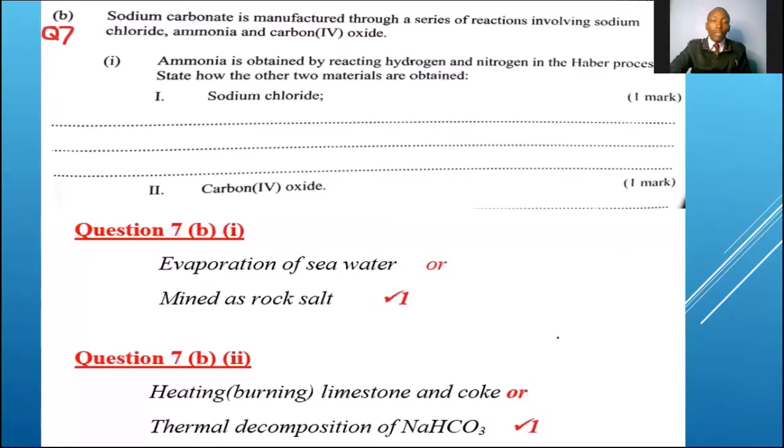So how can we obtain them? If it is sodium chloride, we can do evaporation of seawater, or we can mine it from rock salt. Remember, rock salt is the main ore for the extraction of sodium, but it is basically sodium chloride, the highest composition of it. If it is carbon 4 oxide, we can obtain it by heating or burning limestone mixed with coke, or by thermal decomposition of sodium hydrogen carbonate. Remember, CO2 is recycled within the same process. That is question 7b, well answered, no big issue there.